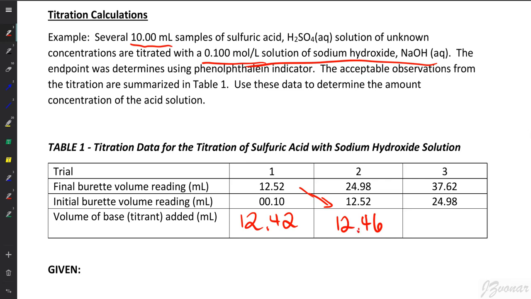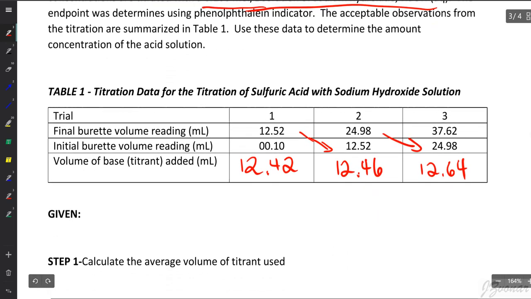And then we do a final trial. Usually we do them in threes. So this is our starting point for our third trial, and it goes to 31.62 with a new sample of 10 milliliters. And so this value here equals 12.64. So they're all very, very close.